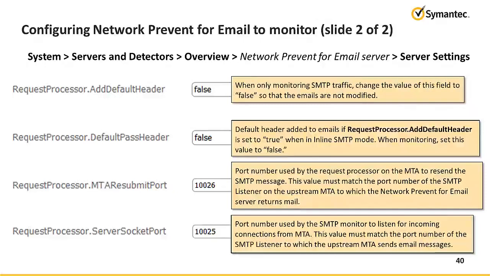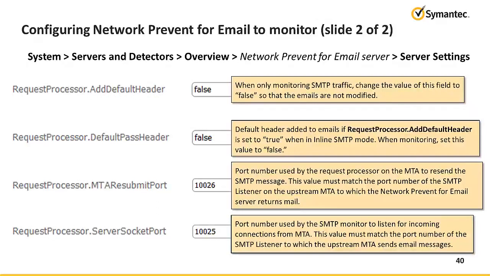This field specifies the header and value that Network Prevent for Email server adds to each email message that it processes. The default header and value is X-CFilter-Loop: Reflected. When using Network Prevent for Email to only monitor SMTP traffic, change the value of this field to false.